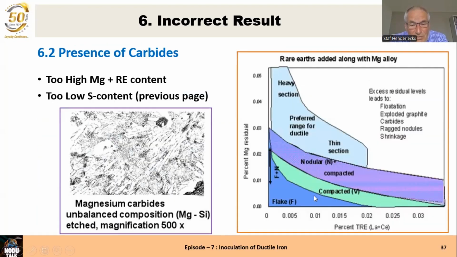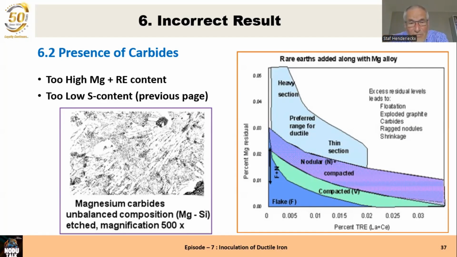So the presence of carbides. When do you have carbides? When we have a low nodule count, you can have carbides, especially when the magnesium rare earth relation is very bad, and when we have a low sulfur content. The low sulfur content I showed you two slides before. With low sulfur, less than 0.006, you very well risk having carbides unless your magnesium is also very low.